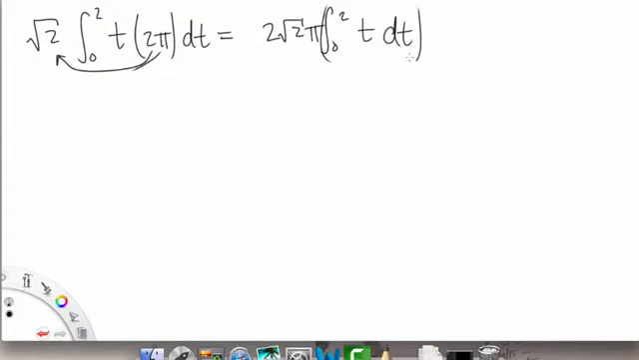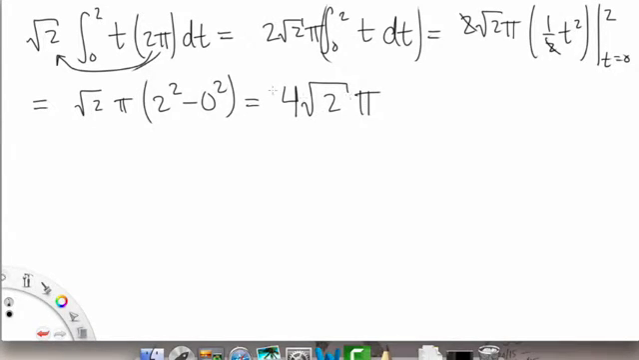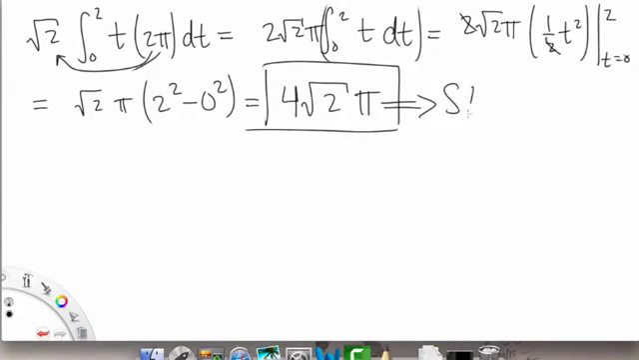And then we'll integrate this last step here, and we get 2 times radical 2 pi, and then this is a 1/2 t squared, as t goes from 0 up to 2, all right? And this 2 here, that 1/2 and this 2 cancel, and we get a radical 2 pi, and then 2 squared minus 0 squared, which equals 4 square root 2 pi. Okay, so that is the answer for our surface area. Our surface area, abbreviated by SA.